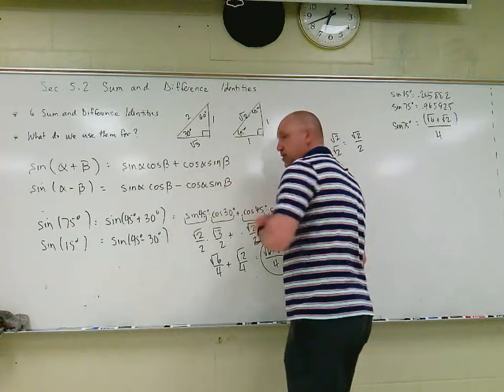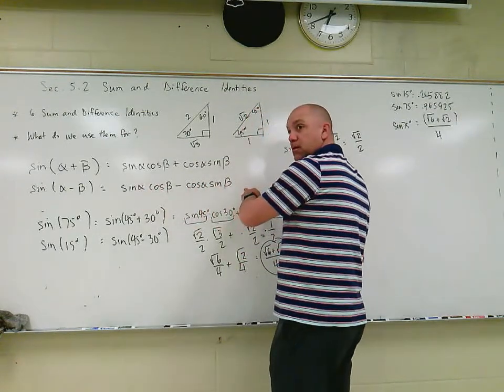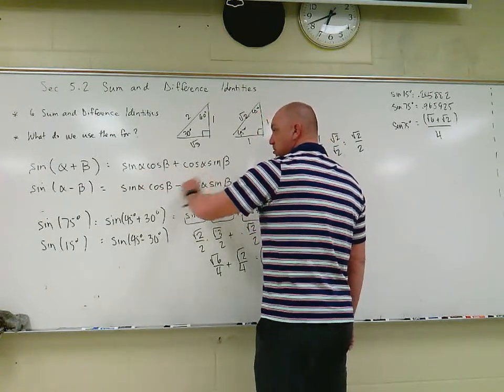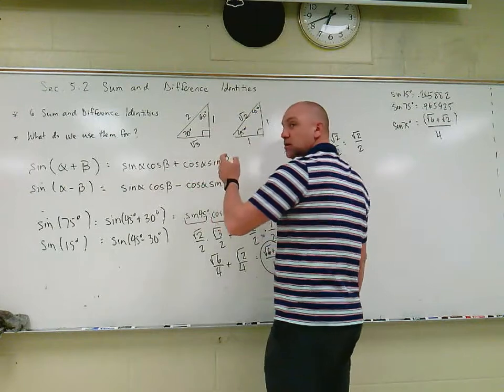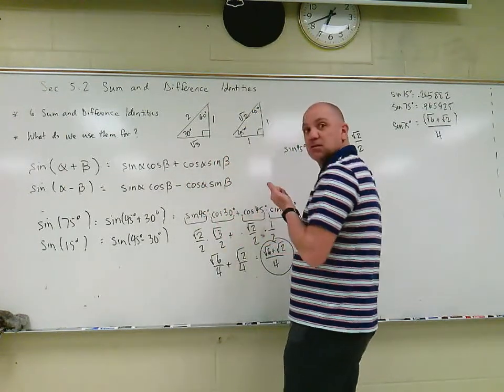Yeah, you would subtract it. Everything would still go 45, 30, 45, 30. So it would be identical. Notice it goes sine, cosine, cosine, sine. Sine, cosine, cosine, sine. So the only difference is you'd have the exact same numbers except the minus.